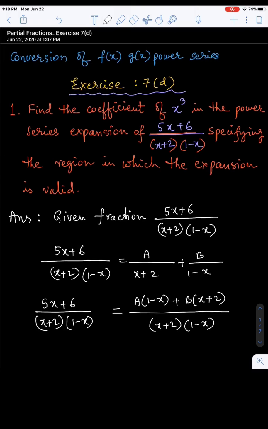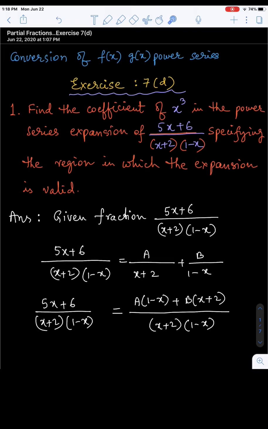Let me tell you how I wrote this step. See, I split into two partial fractions in which the denominators are from this denominator. They were separated. In the first fraction, x plus 2 was taken. In the second fraction, 1 minus x was taken. Here a, here b were taken. Okay, and this LHS is repeated.